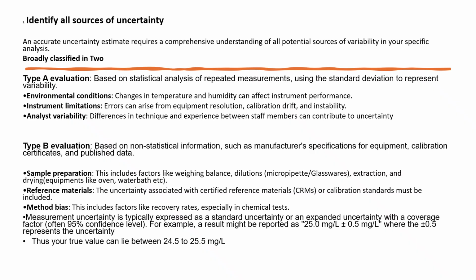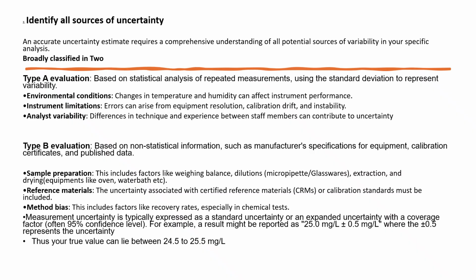While in type B evaluation, it is based on non-statistical information such as manufacturer specification for equipment, calibration certificate, and published data. So the uncertainty is established over here. It can come from your balance or your micropipette or your glasswares or your drying equipment like oven, water bath, and your CRM materials. So the uncertainty here is established.